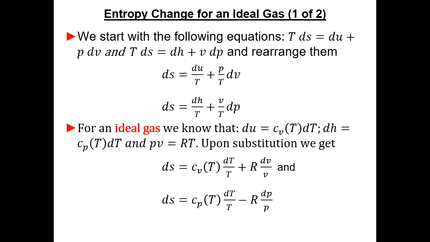Okay, let's do ideal gas here. So we're going to start with both of the TdS relations. So TdS is du plus p dv, and TdS is dH plus v dp.